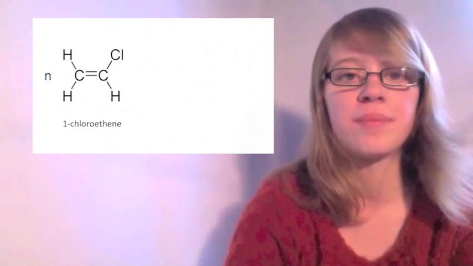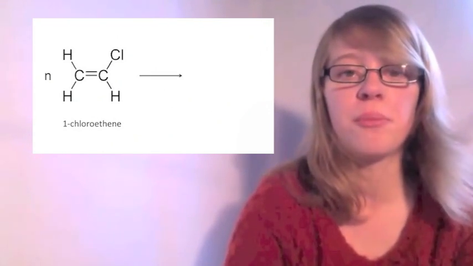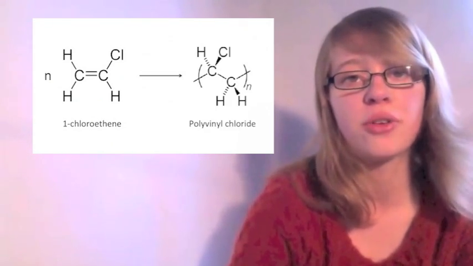This adds to another molecule of the alkene, and so on. This is called addition polymerization, and incredibly long polymer molecules are formed by a chain reaction. So in the case of our example, the monomers add together to form polyvinyl chloride, or PVC.